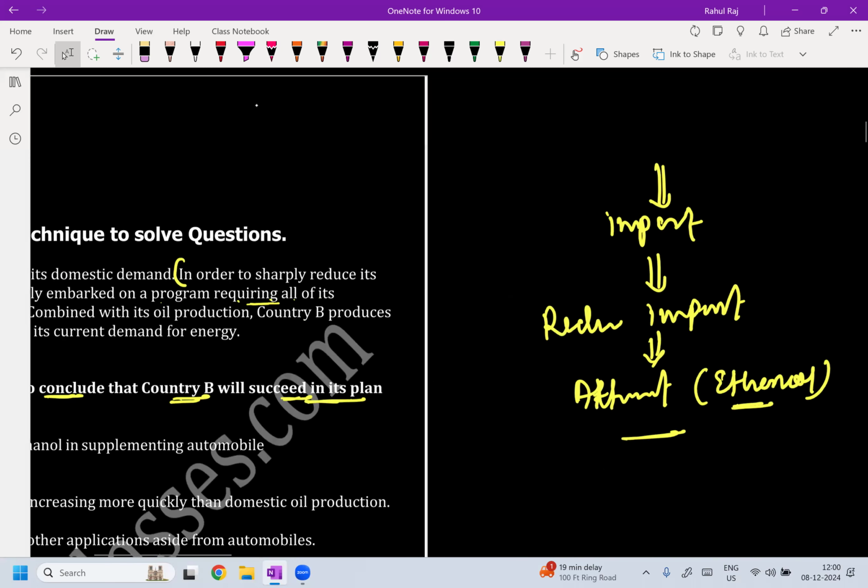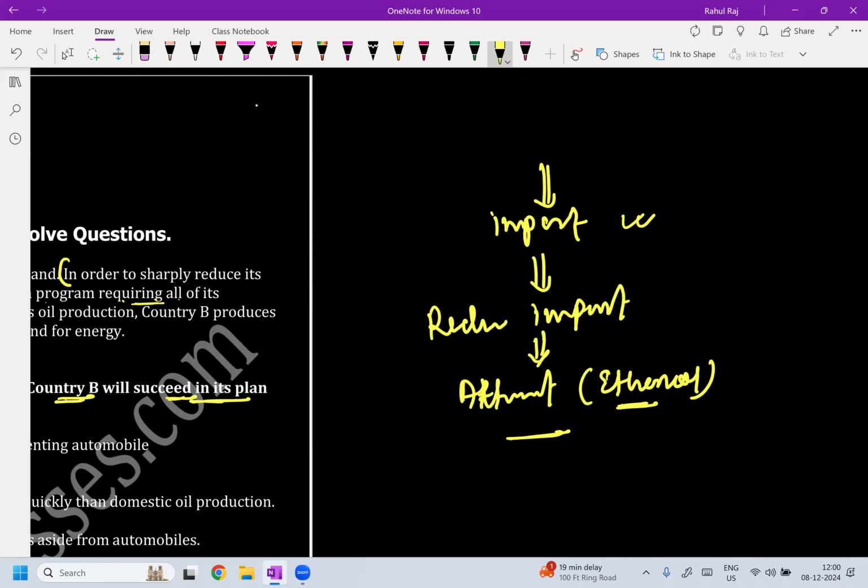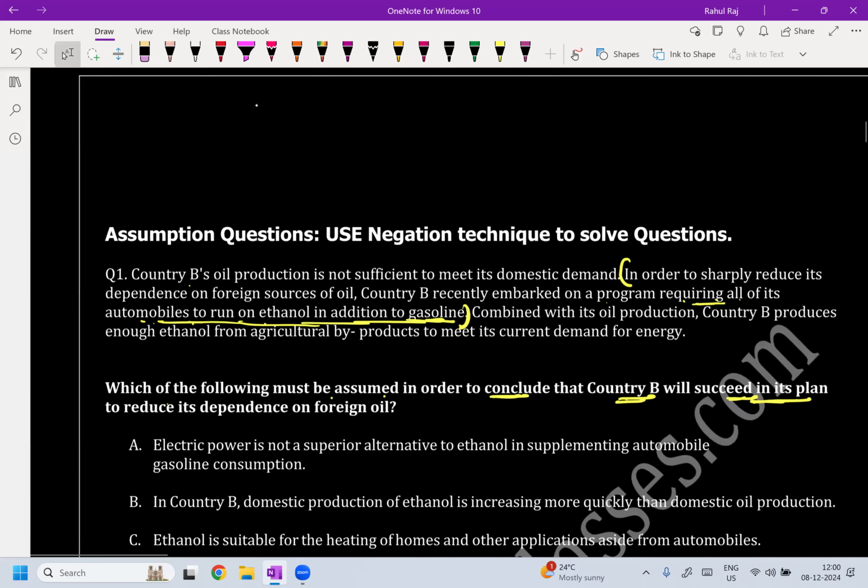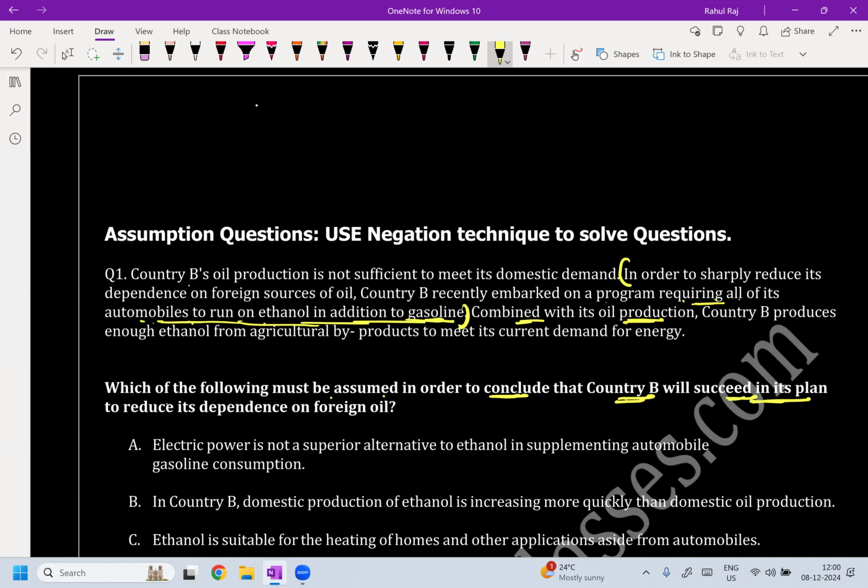So is this clear? That they first wanted to import the oil because their oil production was not sufficient. Now they wanted to reduce the import. How are they reducing the import? They have got some alternate source of fuel called ethanol. And now based on that, they are trying to say here, combined with its oil production, country B produces enough ethanol from agriculture byproduct to meet.